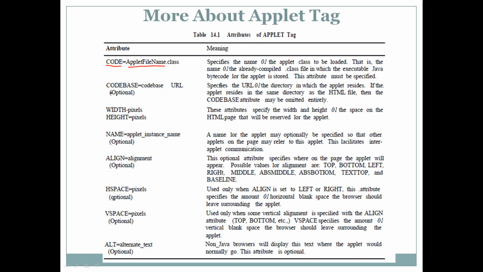Then we have one more attribute, that is codebase, which specifies the location of our applet, where exactly the applet resides, in which directory. That URL we have to specify. URL stands for Universal Resource Locator. Then the attributes width and height, which we have discussed earlier also, specify the width and height of our applet.